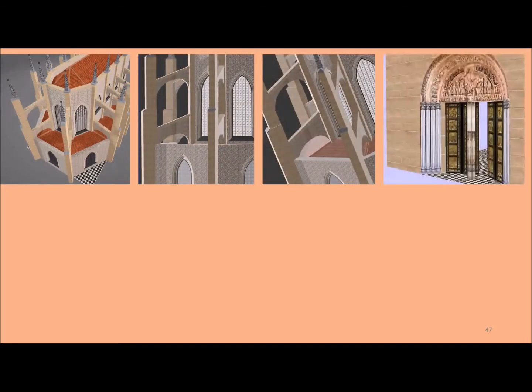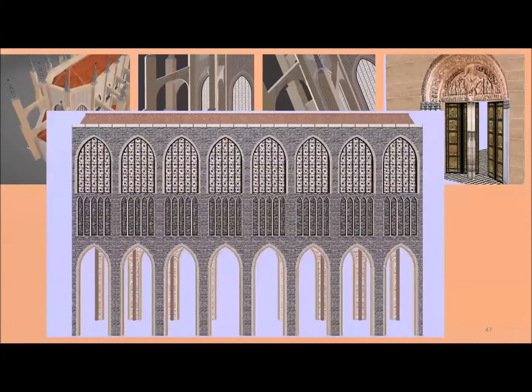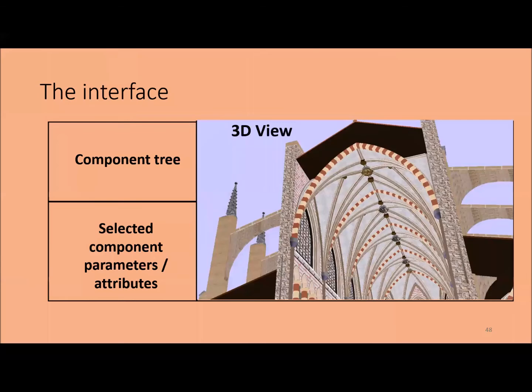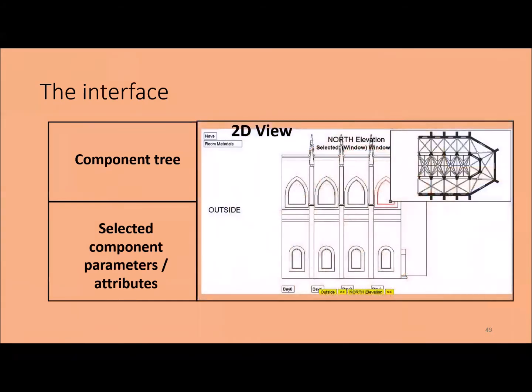These are the kind of things that we did before becoming aware of the work on vaults by the Tracing the Past research group. And just to confirm, a quick reminder of the interface: component tree top left, and the selected component's parameters bottom left, with a 2D view alternative.